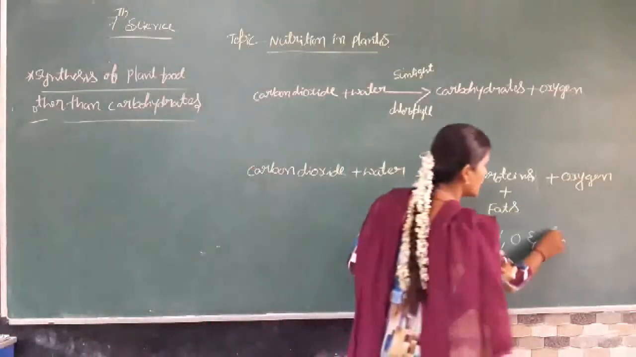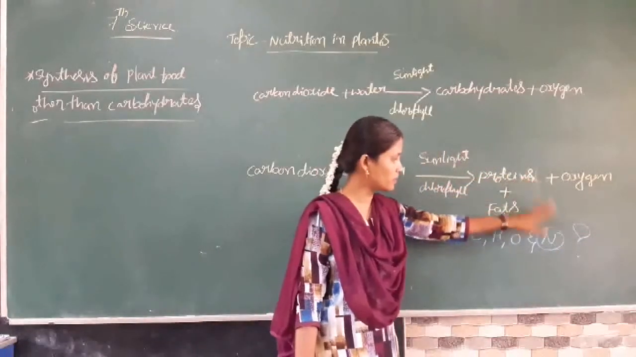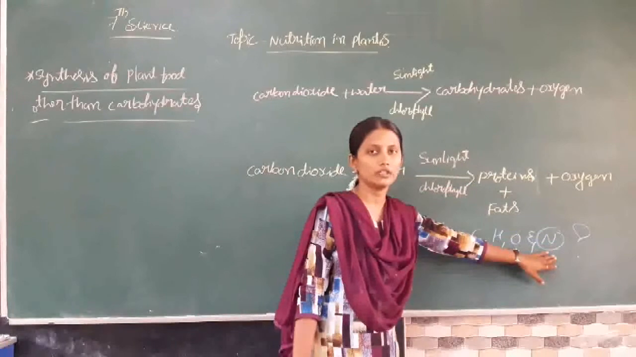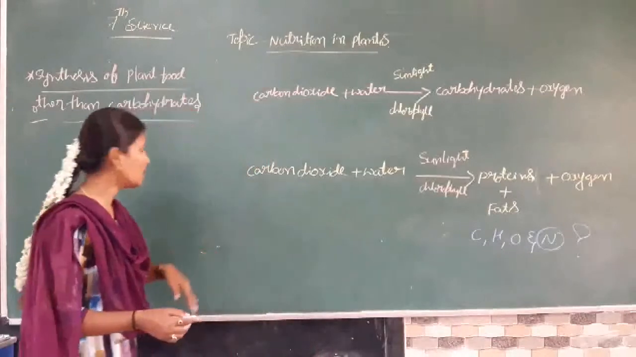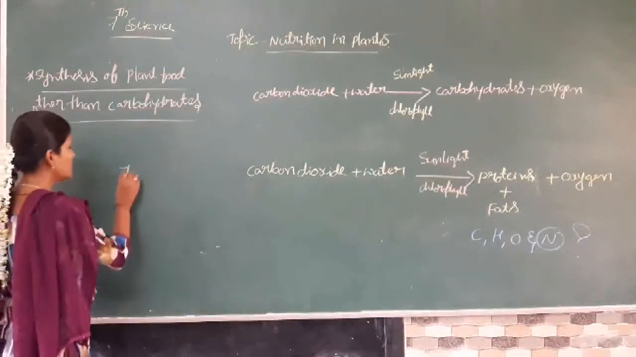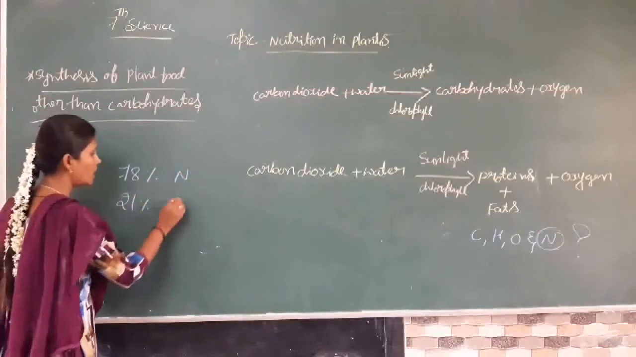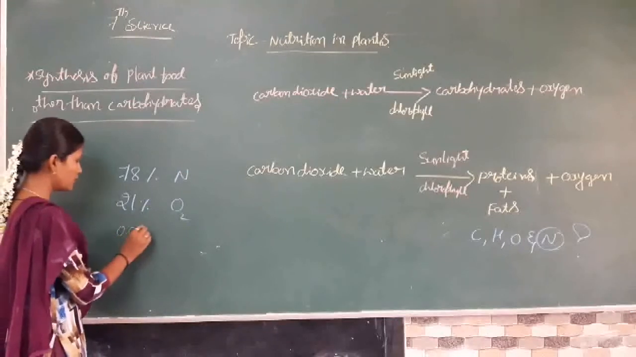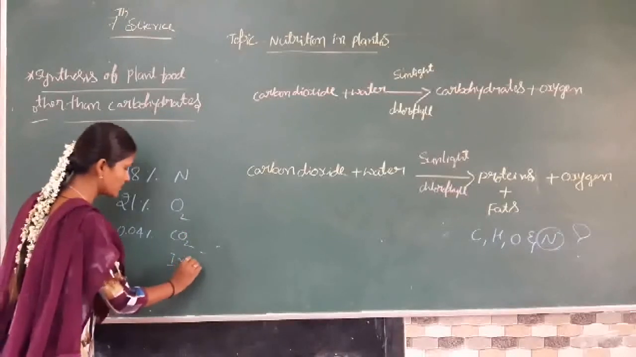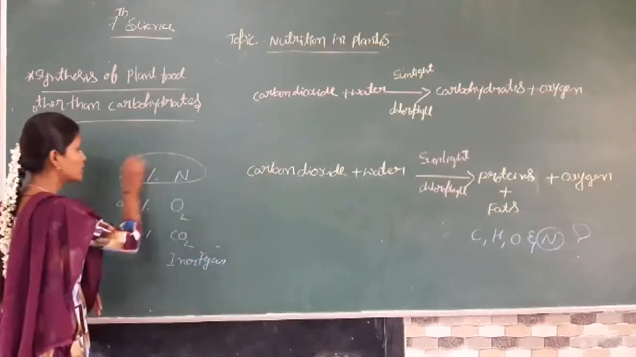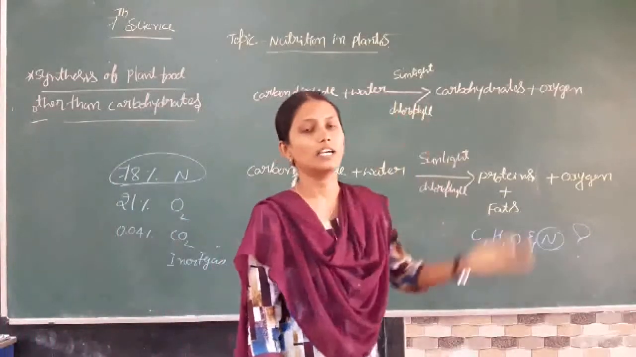You may ask now, nitrogen, where does it come from? In the proteins, which are made up of nitrogen, where does the nitrogen come from? As we know, among the gases in nature, 78% is nitrogen, 21% is oxygen and 0.04% is carbon dioxide. The remaining are inert gases. So abundant nitrogen, 78%, is present in the atmosphere.